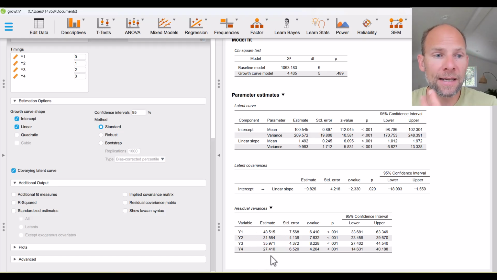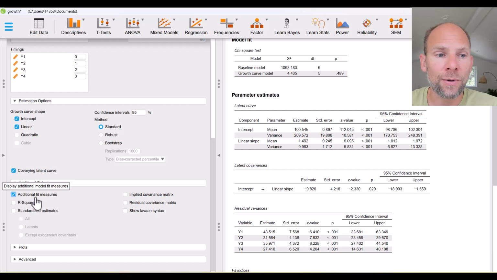Now we can get some additional output. We can get additional fit measures, which is nice in CFA. So we can check the model fit in more detail. We can also get R squared here, and we could output the lavaan syntax.